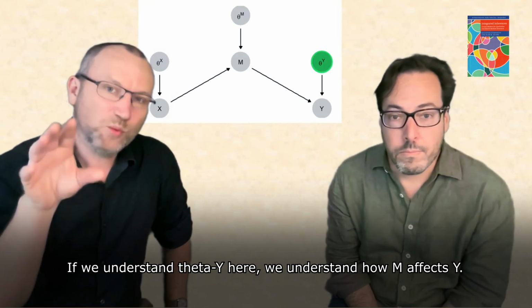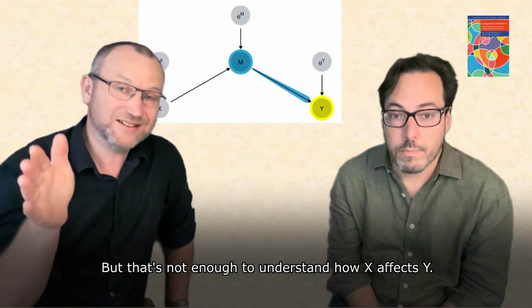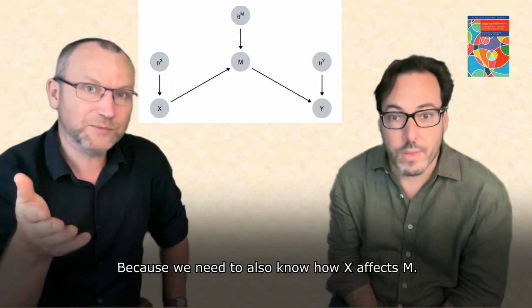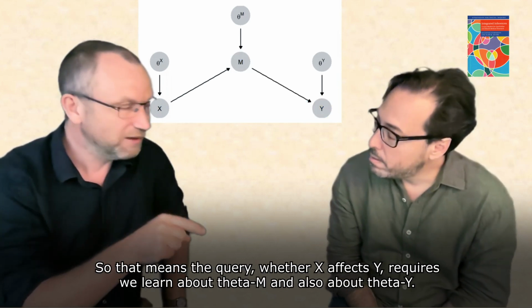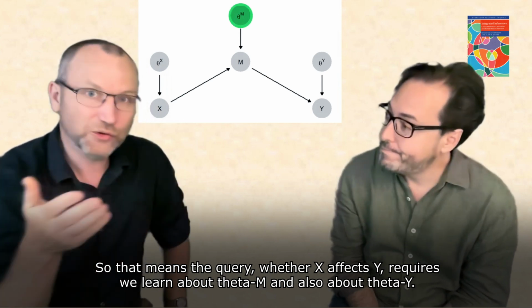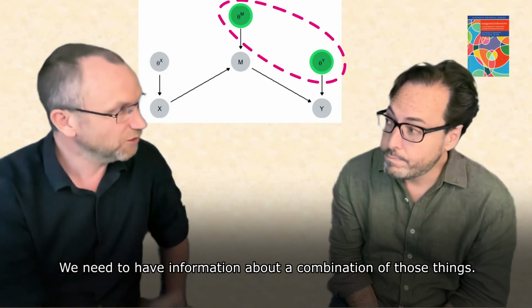If we understand theta Y here, we understand how M affects Y, but that's not enough to understand how X affects Y, right? Because we need to also know how X affected M. So that means the query, whether X affects Y, requires we learn about theta M and also about theta Y. We need to have information about a combination of those things.